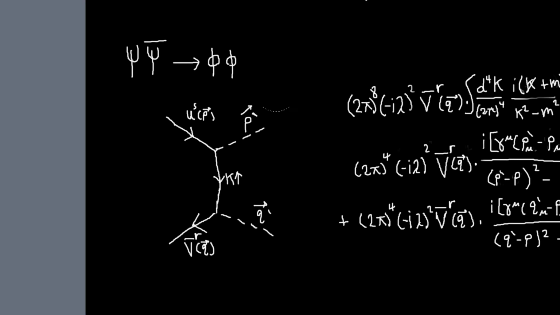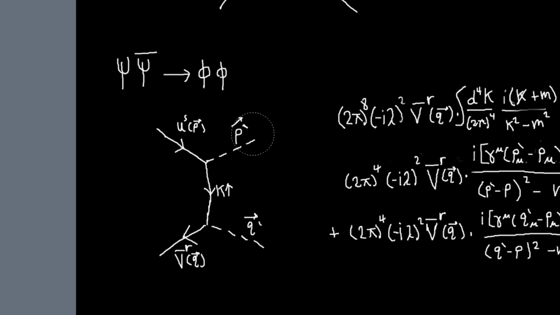And then for my outgoing particles, they're just scalar fields, so I just need to give them momentum labels. So I'll have p prime and q prime outgoing.